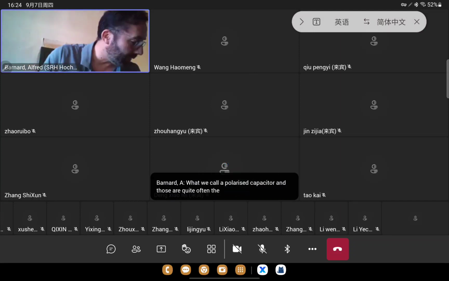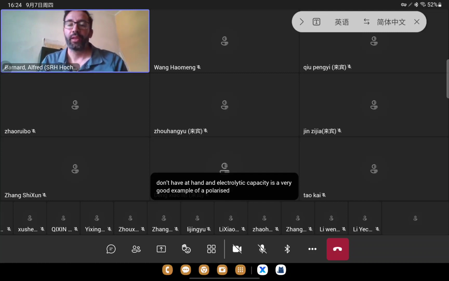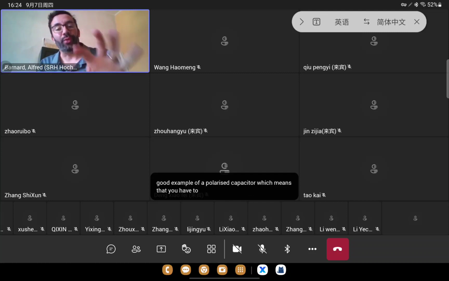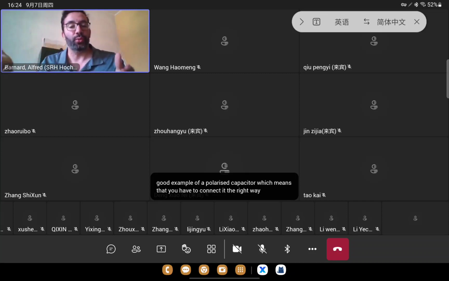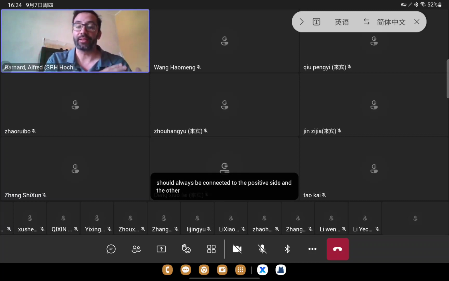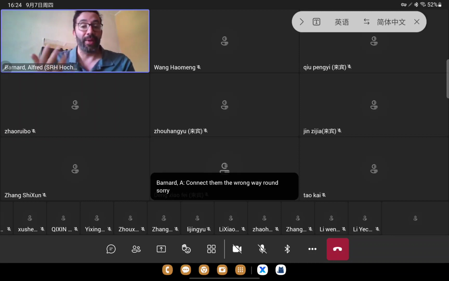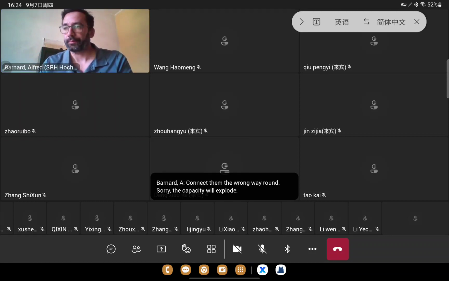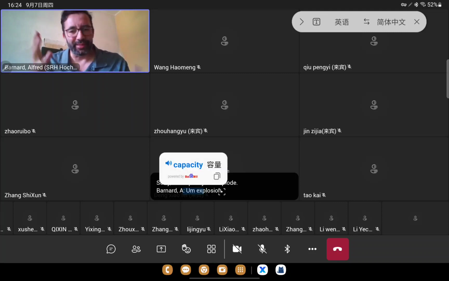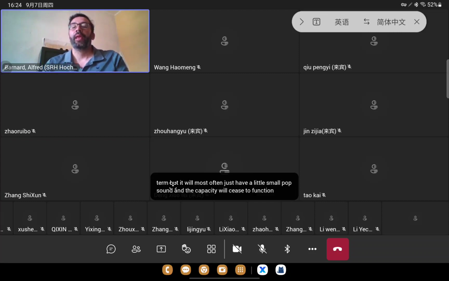An electrolytic capacitor is a very good example of a polarized capacitor, which means that you have to connect it the right way. The one pin should always be connected to the positive side and the other pin connected to the negative side. Because if you connect them the wrong way around, the capacitor will explode. Explosion is a little bit of a scary term, but it will most often just make a small pop sound and the capacitor will cease to function.